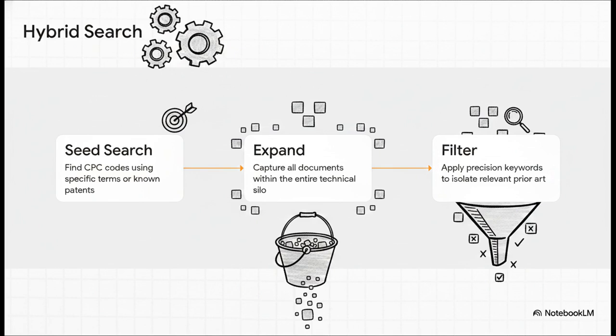So the strategy here is a hybrid search methodology, because keywords alone fail and classifications alone are just too broad. You start with a highly targeted seed search to find the correct CPC codes. Then you expand across that entire technical silo to grab everything. Finally, you apply your precision keywords to filter that massive bucket down. This is exactly how you confidently isolate the most relevant prior art.